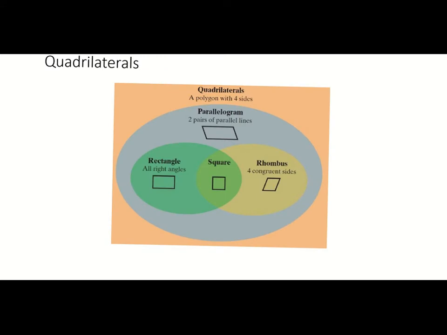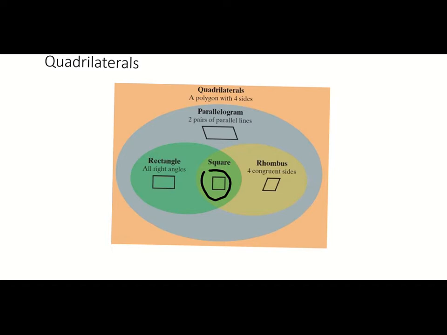All right, so this slide is good because it shows a relationship between the special quadrilaterals or parallelograms that we've been talking about. We know a parallelogram has 2 pairs of parallel lines. Opposite sides are parallel. And then we talked about a rhombus that has 4 congruent sides, and a rectangle has 4 right angles. Well, a square is a combination of both of those things. It has 4 sides that are equal in length and 4 right angles.